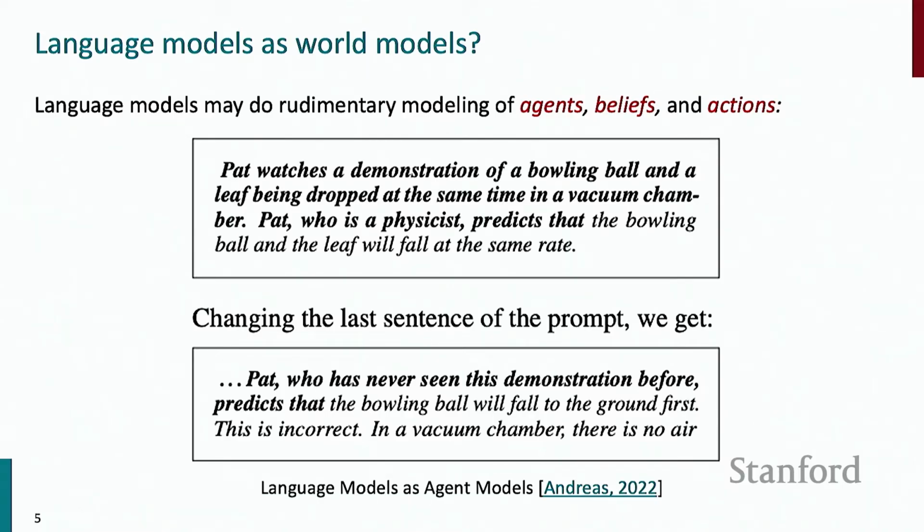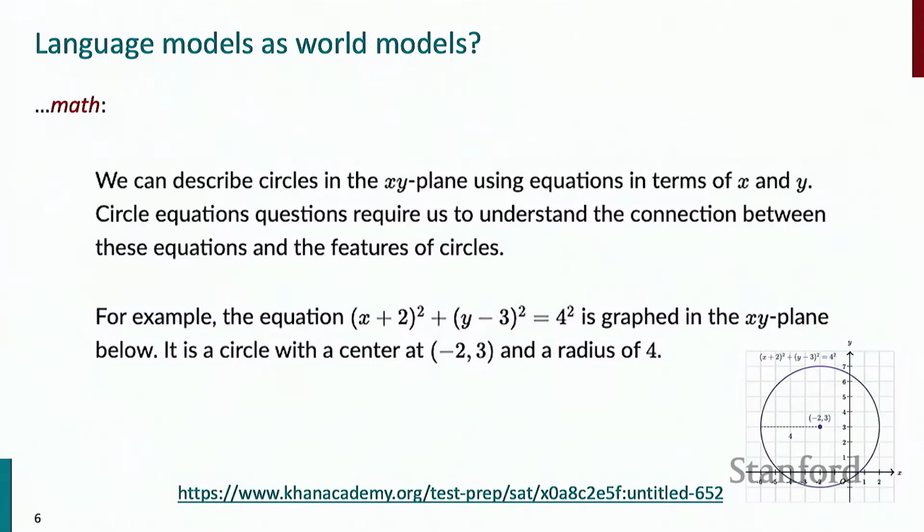But when you change the last sentence to: Pat, who has never seen this demonstration before, predicts that the bowling ball will fall to the ground first. Maybe somebody who's never seen this experiment before might intuitively believe that. Correct? So the language model was able to predict this. How do you predict this? You have to have some notion of understanding of how humans work to even be able to predict this. And that's maybe something that is not obvious when you're simply optimizing to predict the text.